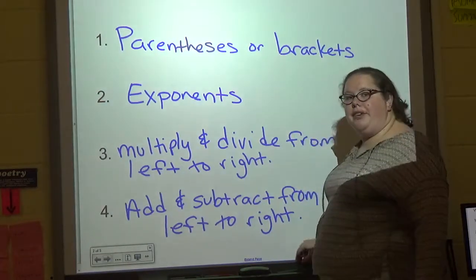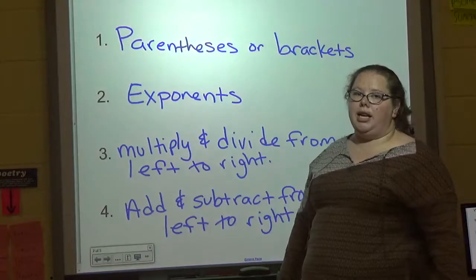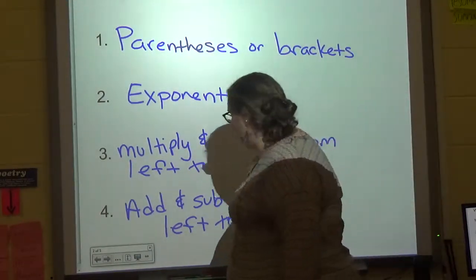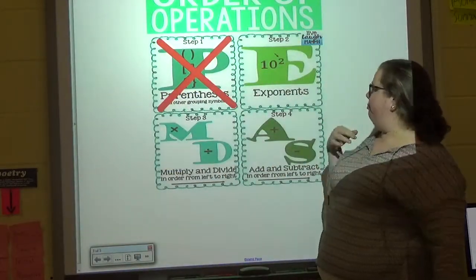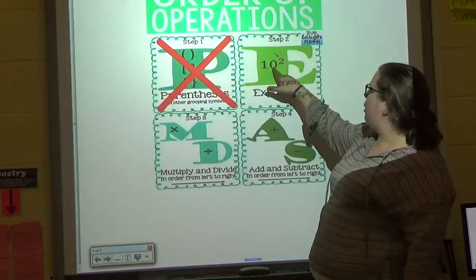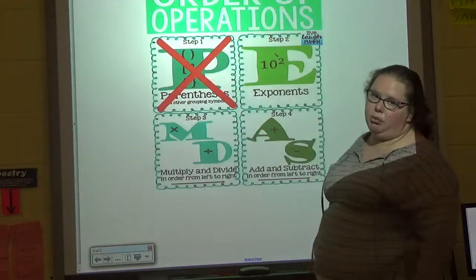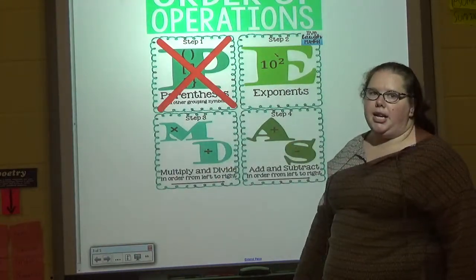So in the last video I did, we just did numbers 3 and 4, multiply, divide, add, and subtract. Today I'm going to add in exponents. So here's the cute little picture I found. We're going to be doing our exponents, like 10 squared, and we're going to include that in our order of operations, as well as the multiply, divide, add, and subtract.